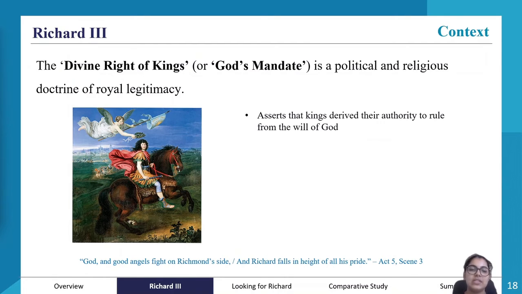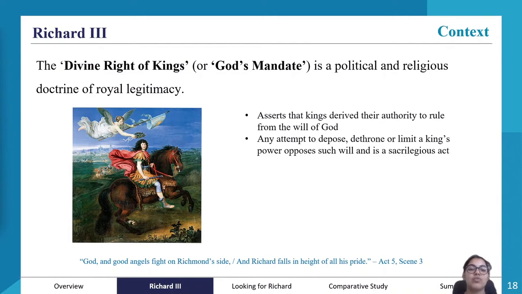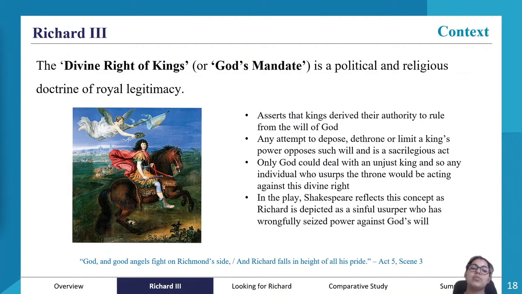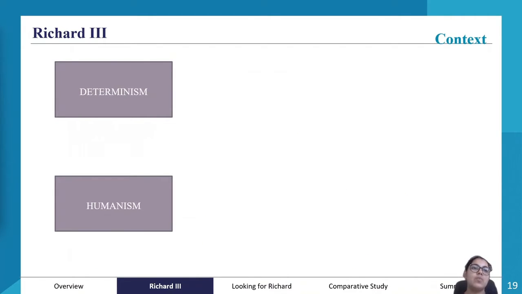So, this basically asserts that kings derive their authority to rule from the will of God. Any attempt to depose, dethrone, or limit a king's power opposes such will and is a sacrilegious act. Only God could deal with an unjust king. That's what they're saying. And so any individual who usurps the throne would be acting against this divine right. And that's why it says God fights on Richmond's side, because Richmond is there to defeat Richard. So God fights on his side. And in the play, Shakespeare reflects this concept as Richard is depicted as a sinful usurper who has wrongfully seized power against God's will.